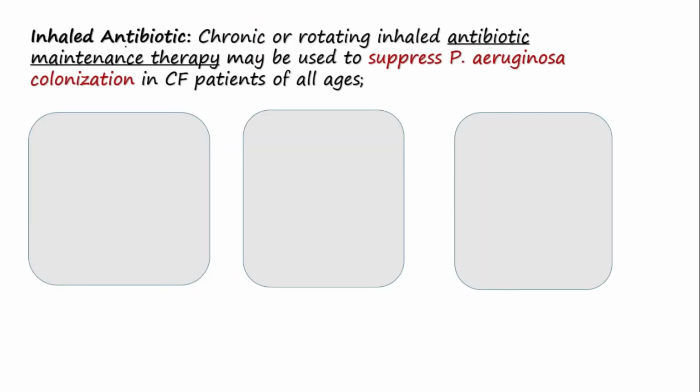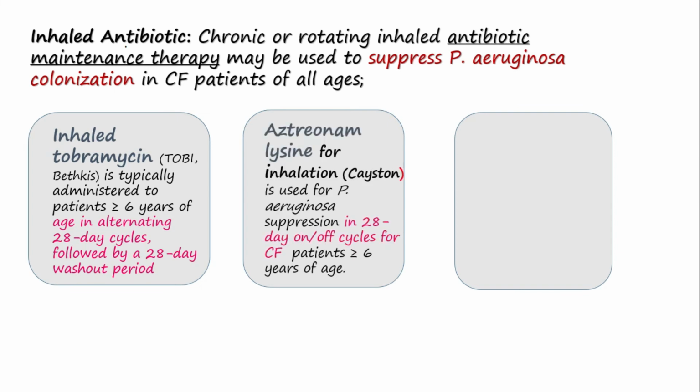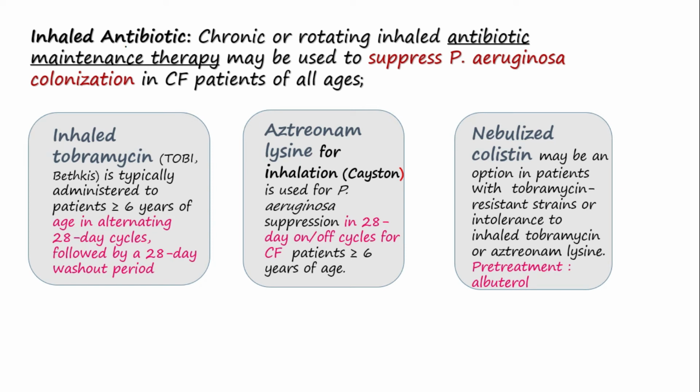At the end, we will talk about the role of inhaled antibiotics. Chronic or rotating inhaled antibiotic maintenance therapy may be used to suppress Pseudomonas aeruginosa colonization in cystic fibrosis patients of all ages. Available inhaled antibiotics that can be used are tobramycin, azithromycin, and nebulized colistin. Inhaled tobramycin is the best. It's typically administered to patients more than 6 years old. It's given in alternating 28-day cycles followed by a 28-day washout period, almost every other month. The second option is azithromycin, and the last option is nebulized colistin.